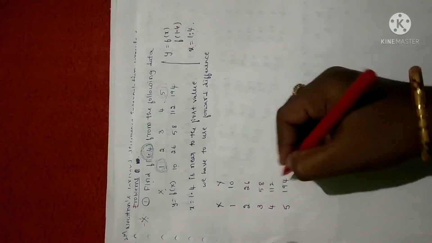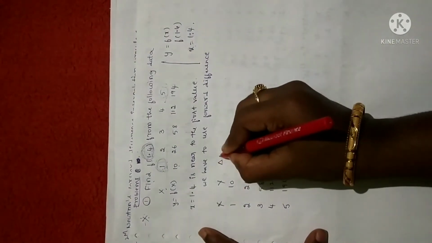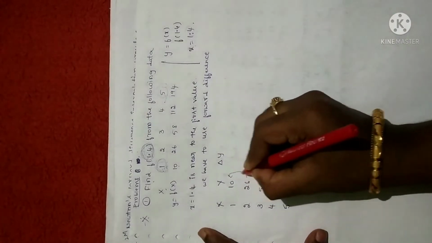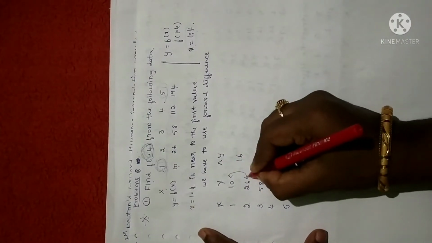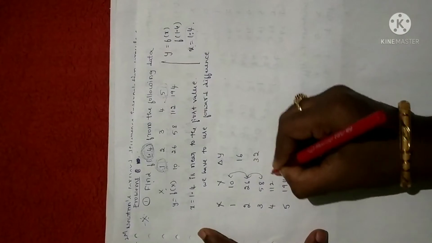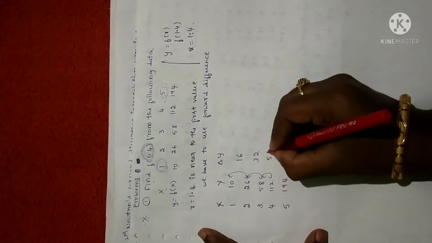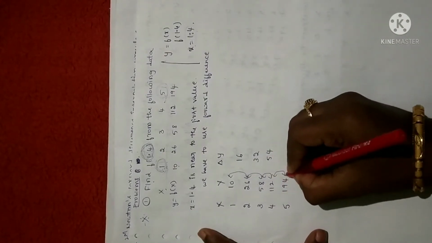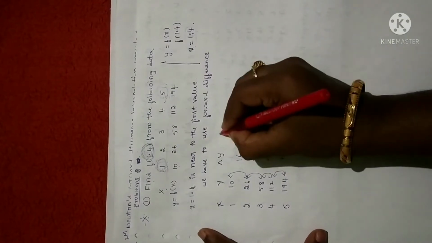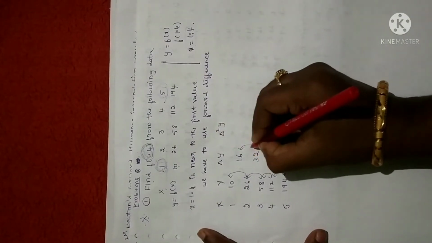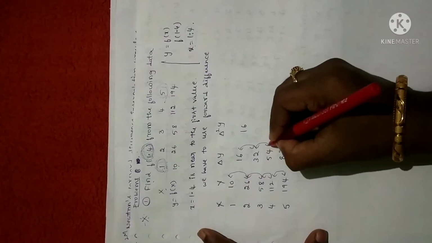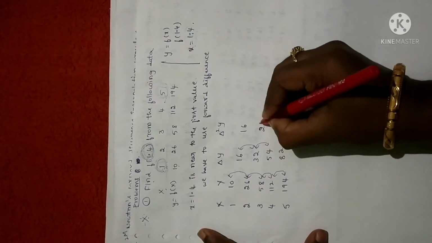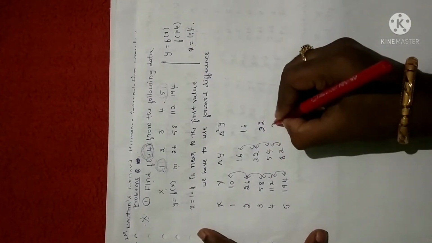Now let me construct the forward difference table. The first difference is delta y: 26 minus 10 is 16, 58 minus 26 is 32, 112 minus 58 is 54, and 194 minus 112 is 82. Next, delta square y: 32 minus 16 is 16, 54 minus 32 is 22, and 82 minus 54 is 28.